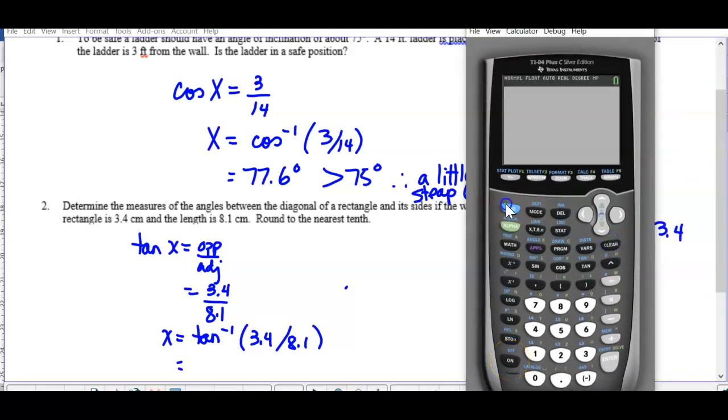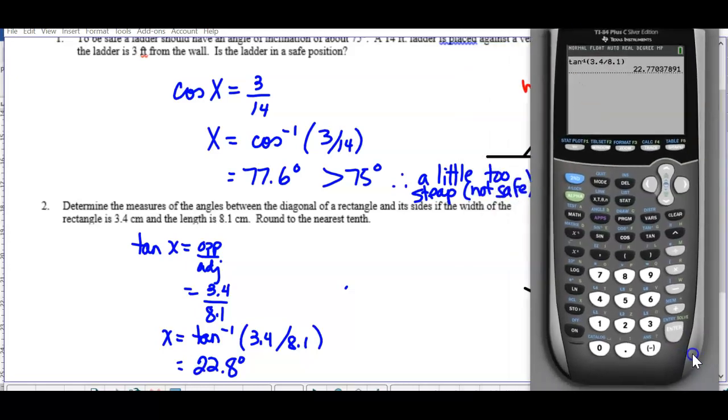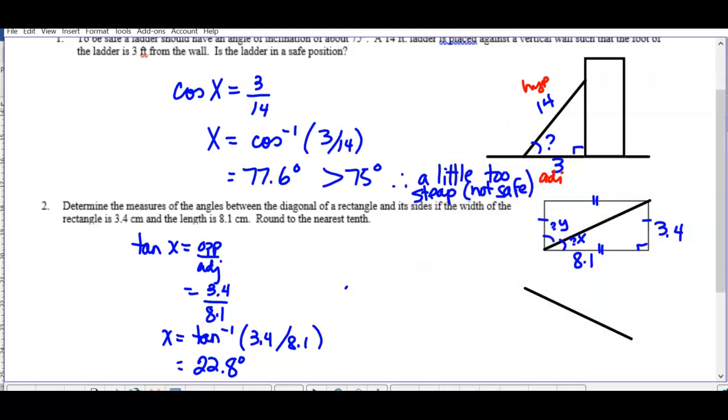Second tan, 3.4 divided by 8.1. Oh, the second didn't show up there, sorry. Second tan, 3.4 divided by 8.1. And that's 22.8 degrees.